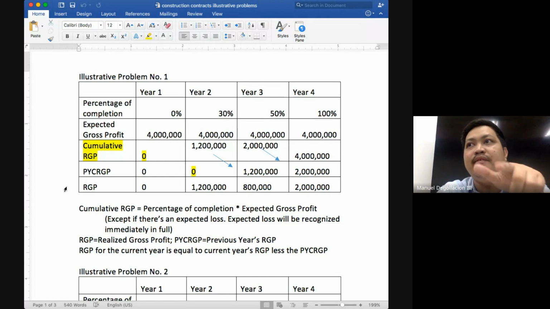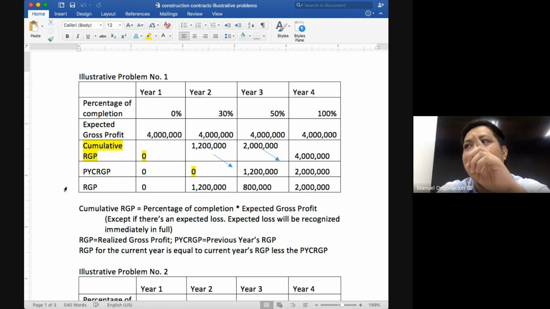But why does it work in this problem? Because throughout the 4 years, the expected gross profit remained constant. That will only work if your expected gross profit will remain constant. And when will that happen? If there will be no changes in the estimated cost of completion. If there are no changes in the estimated construction cost, then you can expect the gross profit to be constant.